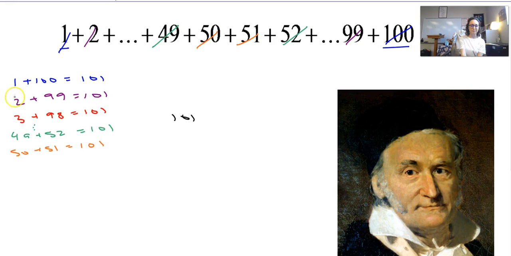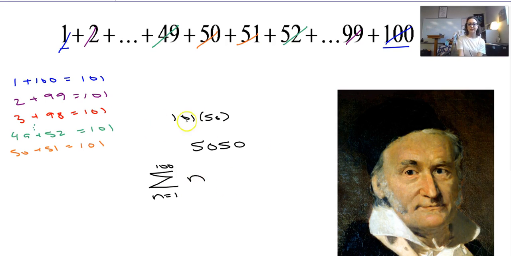How many times? Well, 1 plus 2 plus 3 all the way to 50, right? So we end up getting 101 times 50, which is 5,050. And how would I write that in sigma notation? Well, I could take the sum from n equals 1 to 100 of just n, right? That would be 1 plus 2 plus 3 plus 4 all the way to 100, okay?